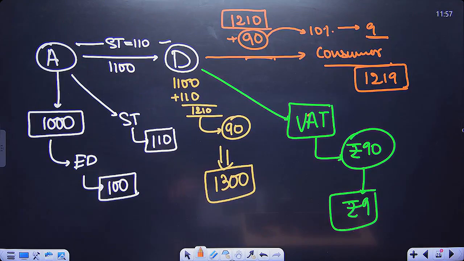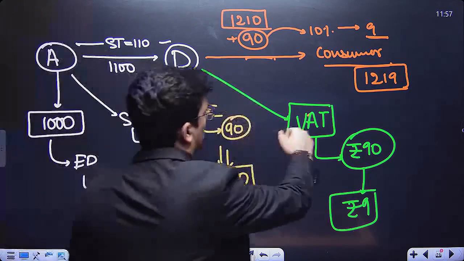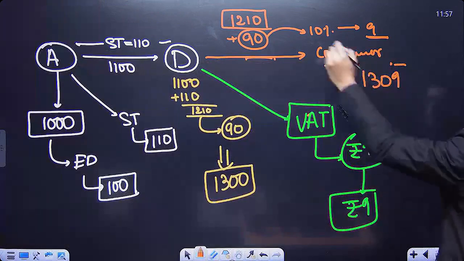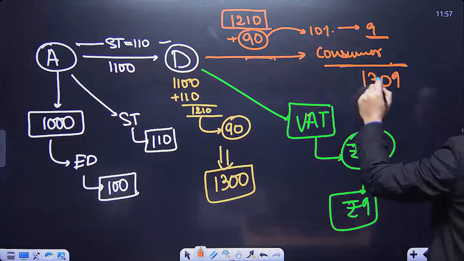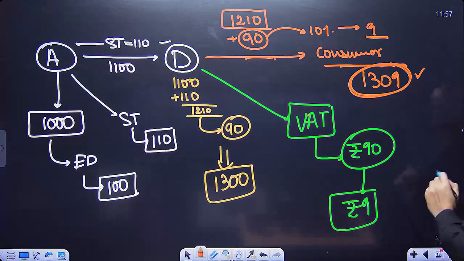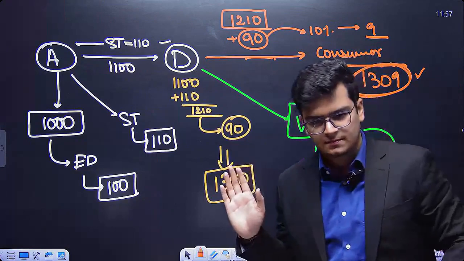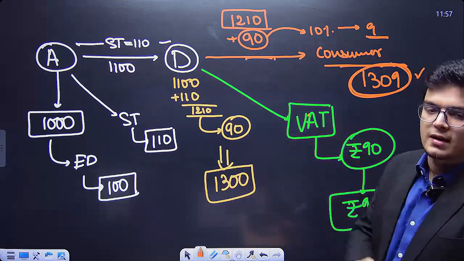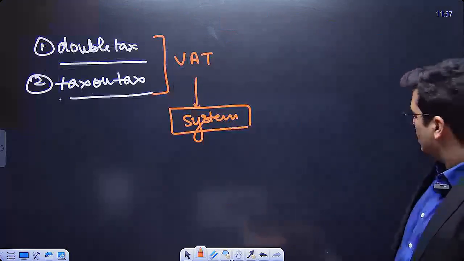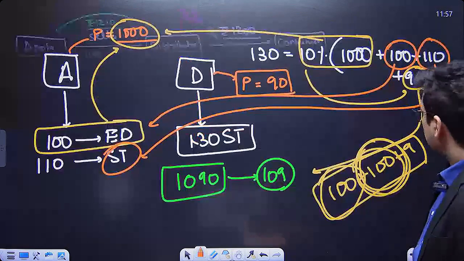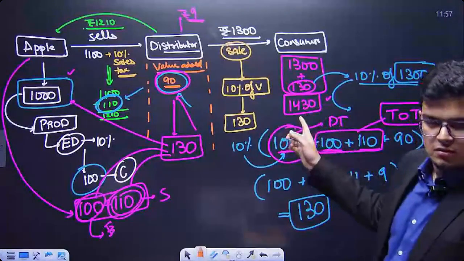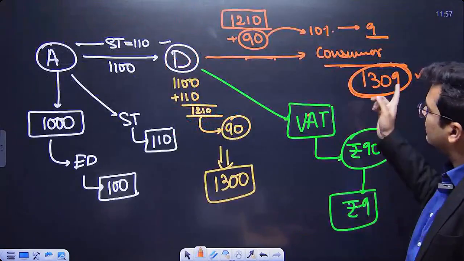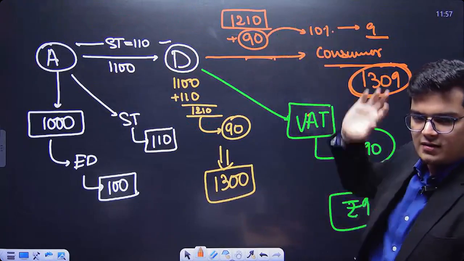Yeah, it should be 1309. Sorry about that calculation. It should be 1309. 1210 plus... 1309. You pay me this much. This is what you should be paying me ideally. What were you originally paying? You were paying 1430. You should not pay 1430. You should actually be paying 1309 because this is the value that I have added.